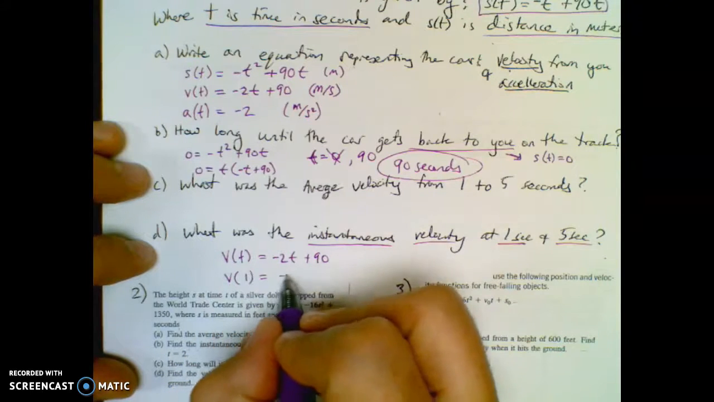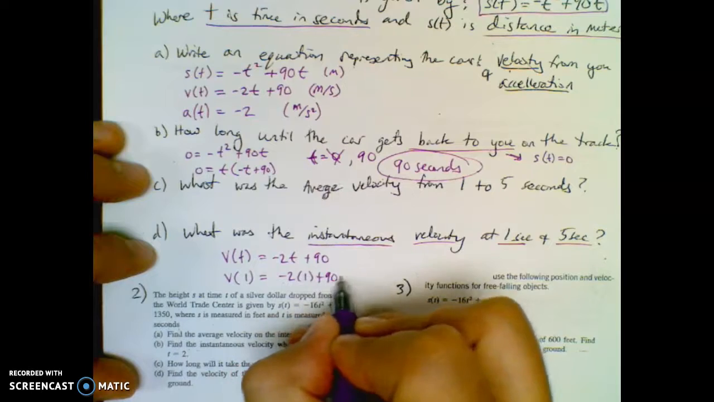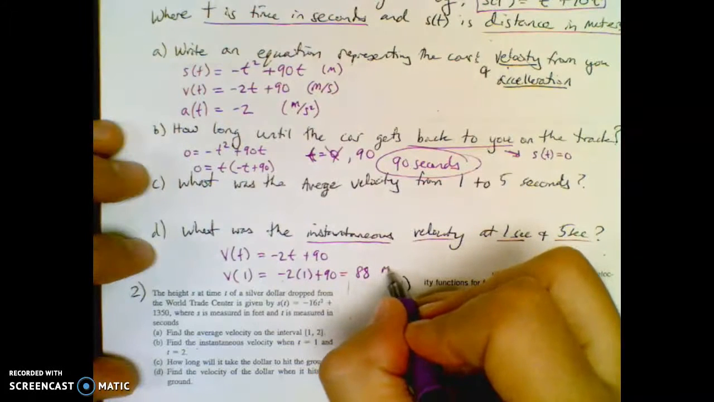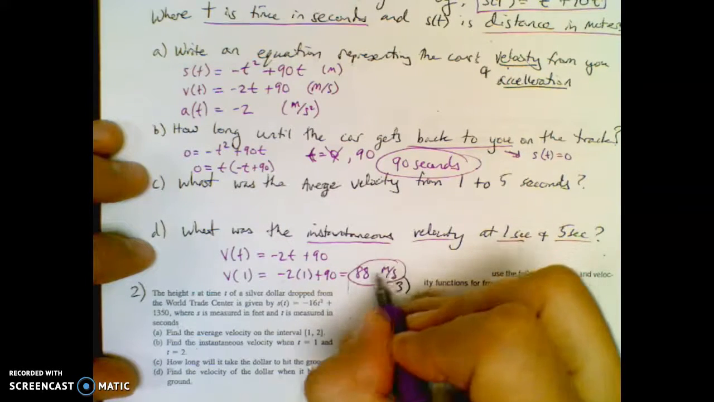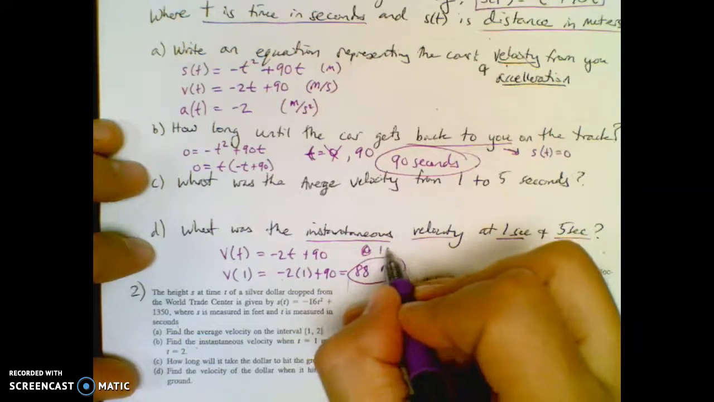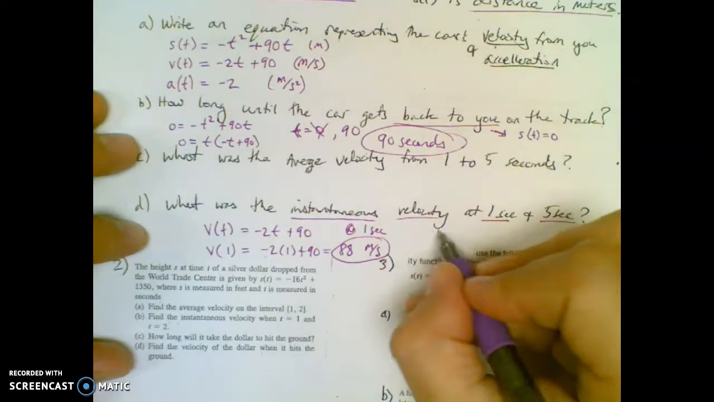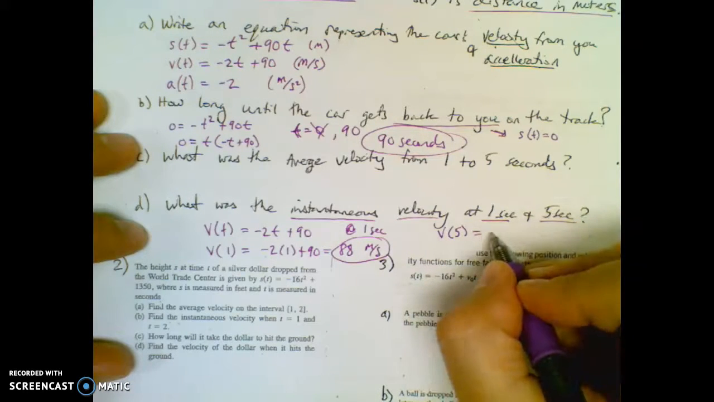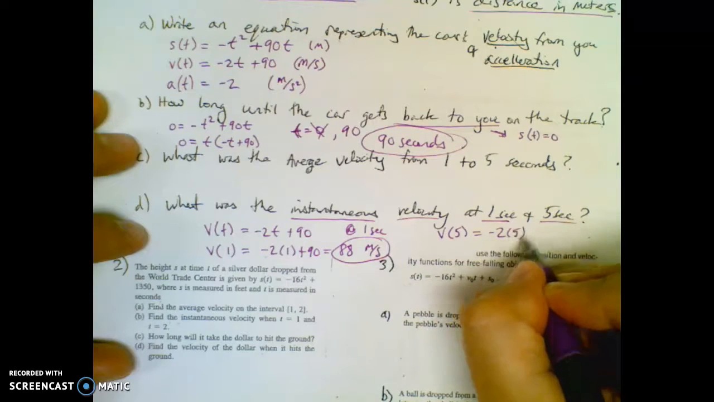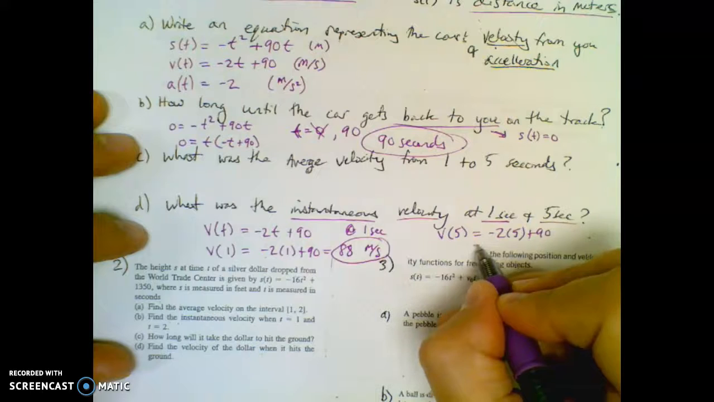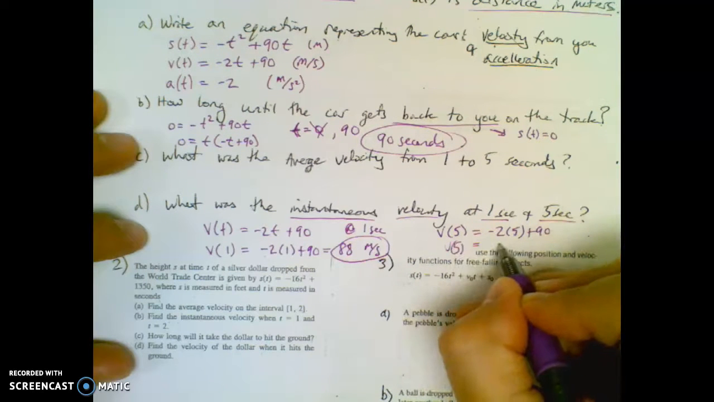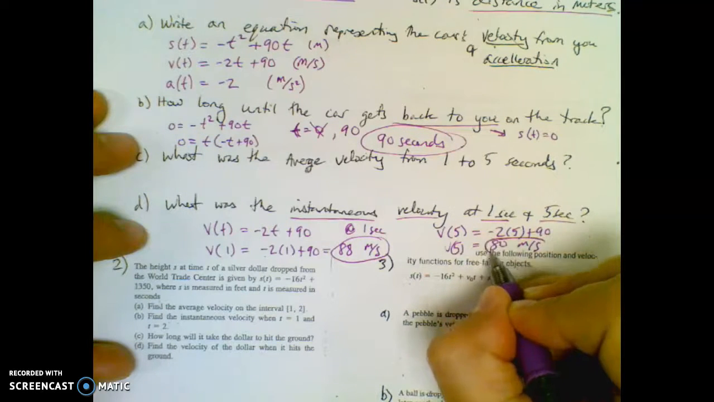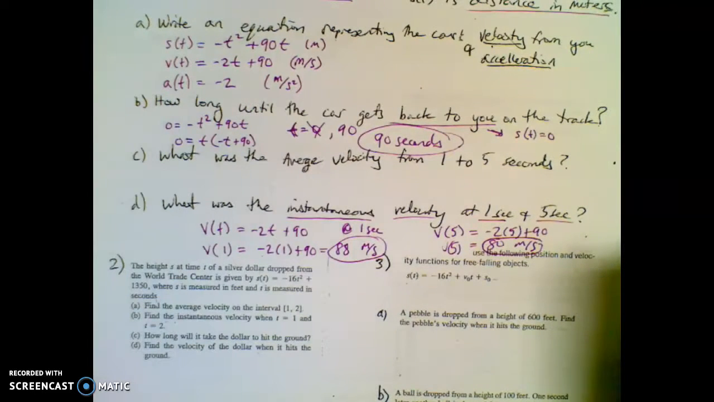So I'm going to plug a 1 in here, and that looks like 88. Remember, you got to put units on it. 88 meters per second. That's at 1 second. That's its instantaneous speed. You can also do the same thing and find out its instantaneous velocity at 5 seconds. So we're going to do negative 2 times 5 plus 90. It's negative 10 plus 90, which is 80 meters per second.